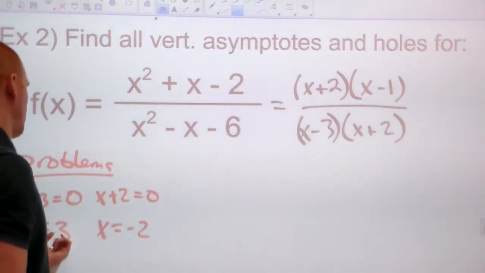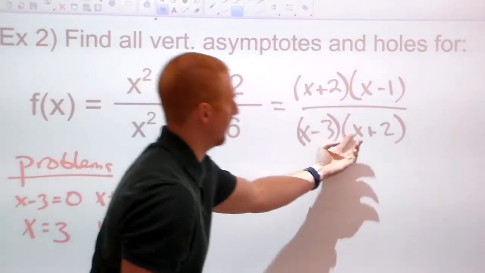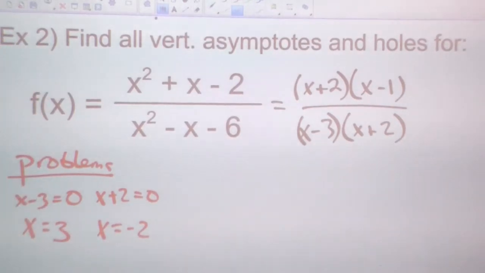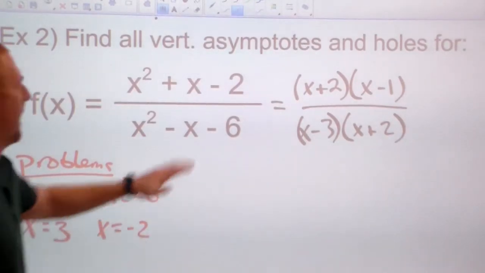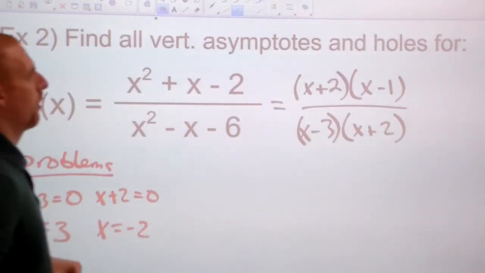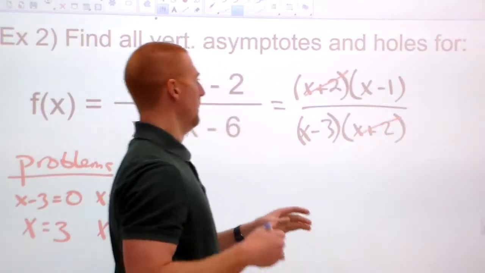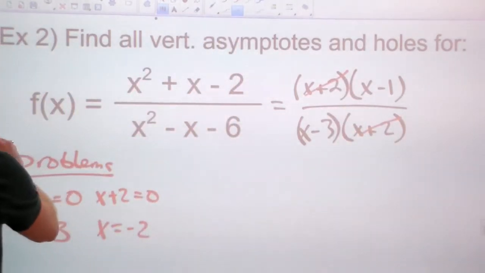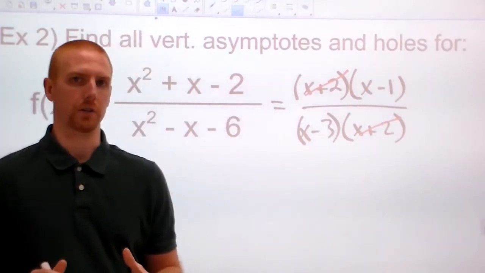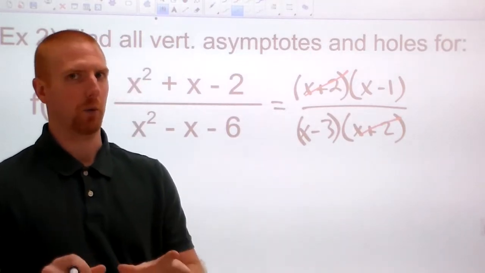So hopefully it's not too crazy to see that if I plug in 3 right here, 3 minus 3 is 0, plug in negative 2 plus 2 is 0, those are going to create problems. So we got to classify these problems as what they are, vertical asymptotes, or holes in the graph. All right, so now's the part where you can cancel out or divide out common factors. X plus 2 was in common, and that's a hole in the graph, what we'll call in calculus a removable discontinuity. All right, big word, I know.